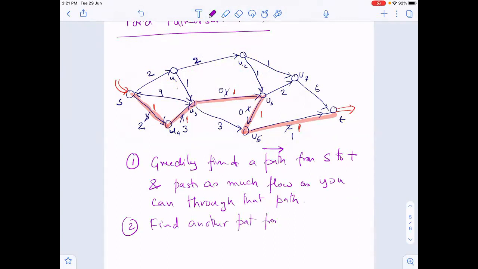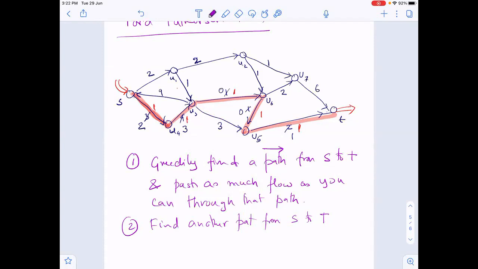From S to T. What do I mean by find another path? So maybe I can find another path. If I again go from here to here with 1 unit, and from here to here with 1 unit, from here to here with 1 unit. Now, after coming here, I don't know where to go. I cannot, but I can go from here to here with 1 unit, and I can go from here to here also with 1 unit. Right? So I can come up with this path. So maybe I should draw this path that is there.